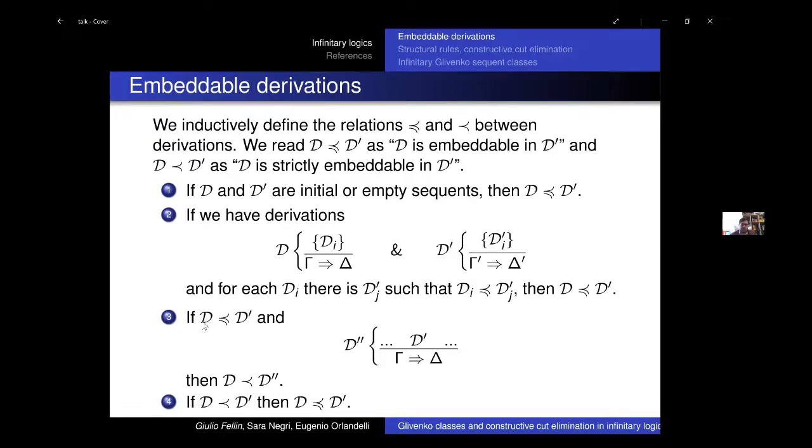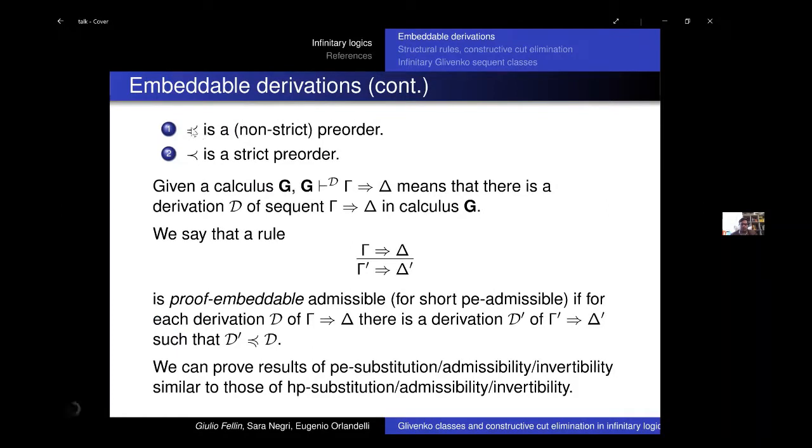If we have a derivation D embeddable in a derivation D prime, and D prime is a branch of D double prime, then D is strictly embeddable in D double prime. And in the end, we want that if D is strictly embeddable in D prime, then D is also embeddable in D prime. Okay, a couple of observations. Embeddability is a non-strict preorder, while strict embeddability is a strict preorder.